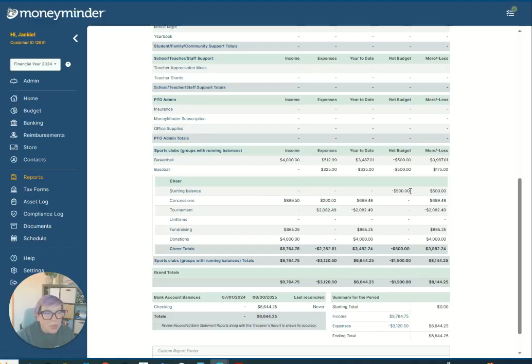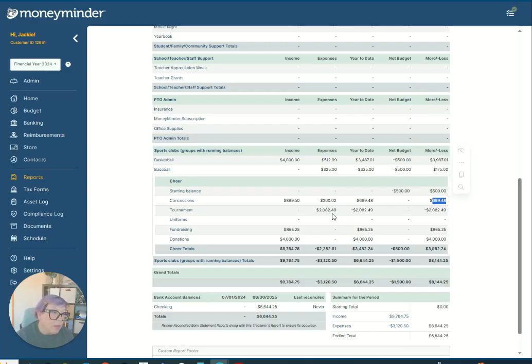Here you can see there's that starting balance of $500. You can see that the cheer team, they sell concessions. So maybe they bought $202 worth of soda and candy bars, and then they sold them at their games, and they made $899.50. So you can see here on this line, this is their profit from concessions, right? So it's the $899.50 minus the $200 they spent to fund the concession, and now that ending balance is the profit, or how much they have to spend now.